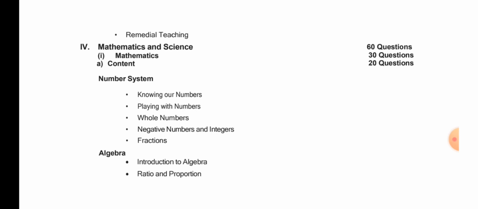Then number system, mathematics contents: number system, knowing our numbers, playing with numbers, whole numbers, negative numbers, integers, fractions. All these topics you will find in the classes 6 to 8 textbooks. So please try to find out what numbers are. Numbers, everybody knows. How do we play with numbers? What are whole numbers? All these things you should know, right?